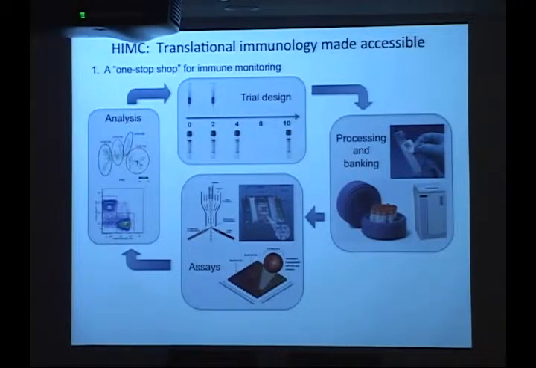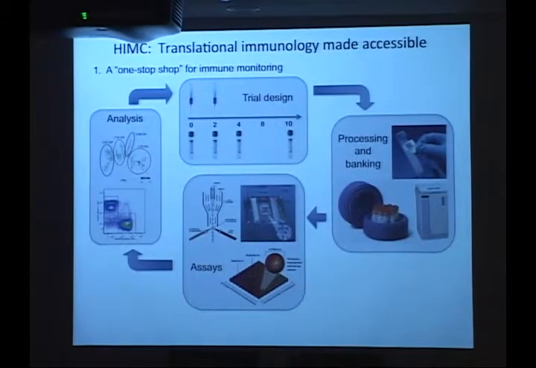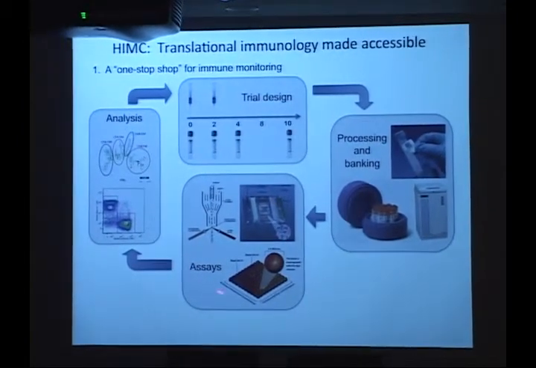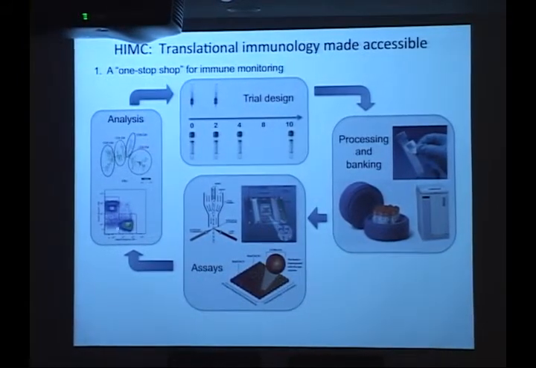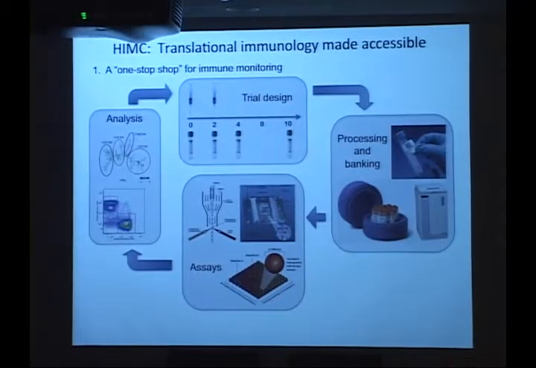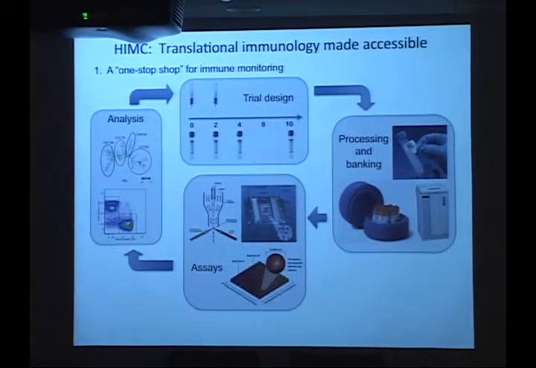And so this slide outlines the three goals that we have. First and foremost, we want to be a kind of one-stop shop for immune monitoring. We will meet with investigators and help them with everything from trial design to how to process and bank the samples, which we can do. We perform the assays on various different platforms, and then also do analysis and help with interpretation of the data, which then hopefully feeds back to help design the next study.